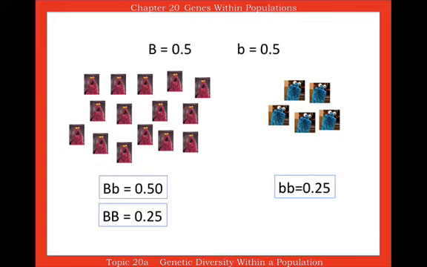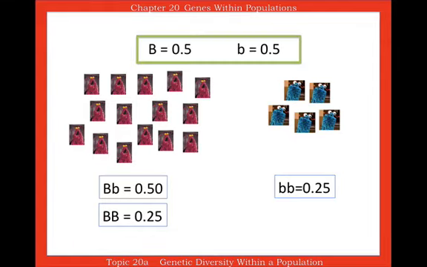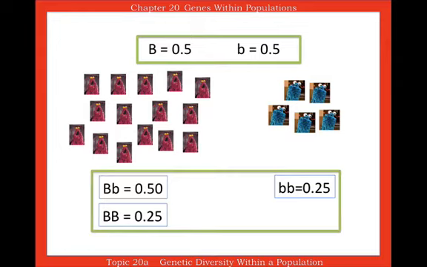Biological evolution occurs when the frequency of dominant to recessive alleles changes. In this case, it would change from a 1-to-1 ratio to something else. And when the allele frequency changes, the phenotype frequencies will also change.